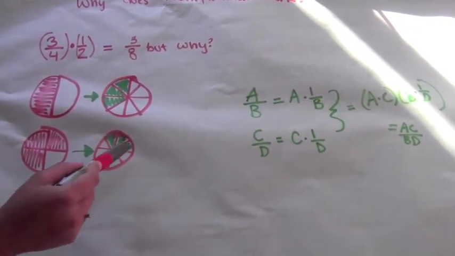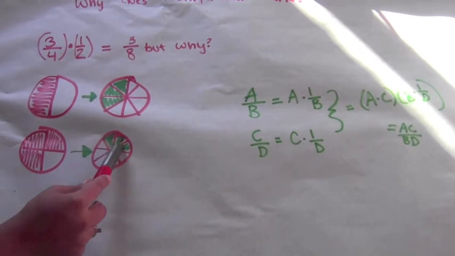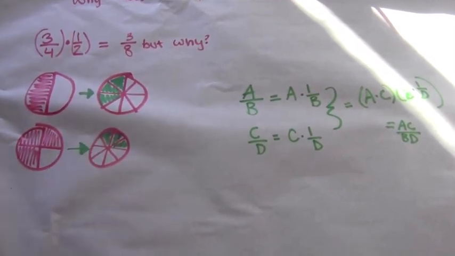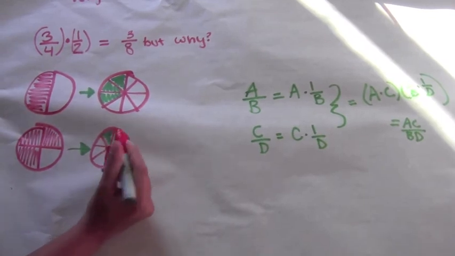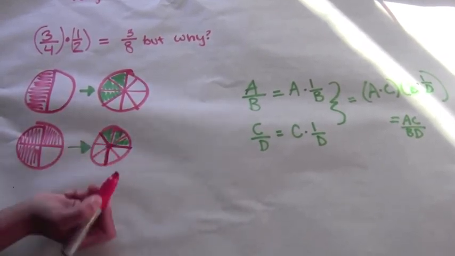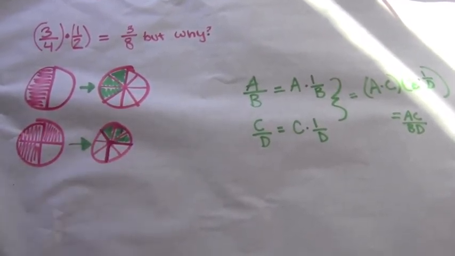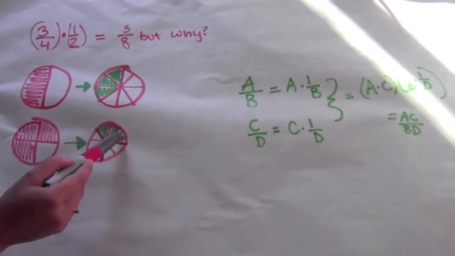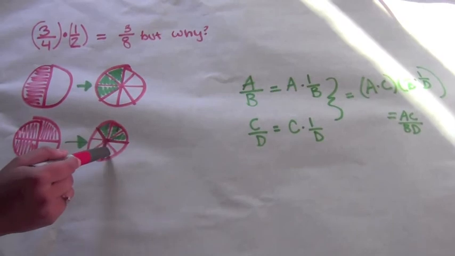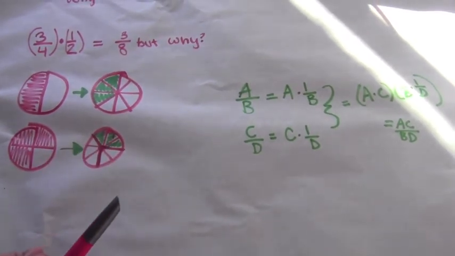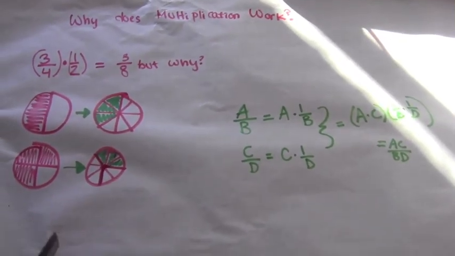Now, if you look at afterwards, this was the original 3/4 from here to here. Now, if we take half of that, you get 3 pieces again. And let's see how many pieces there are in the circle. 1, 2, 3, 4, 5, 6, 7, 8. There are 8 pieces still, and 3 of which are filled in green.